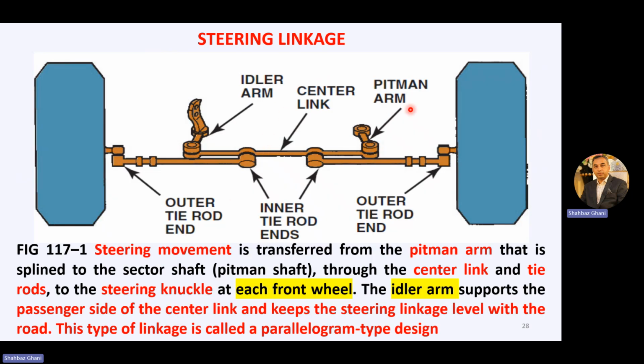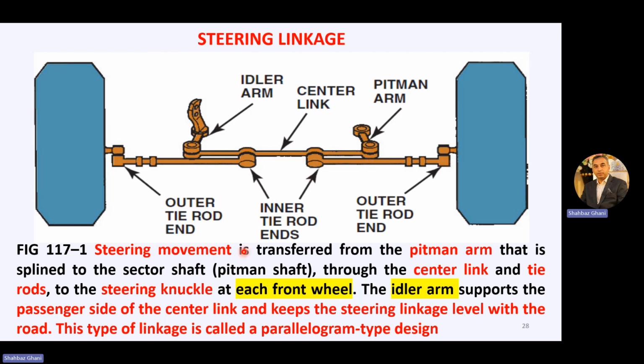We have an arm here. Here we have an input from the gear mechanism. Then we have this center link, and this is the idler arm, which is on the passenger side. Then we have these four tie rods, and these are the outer tie rod ends, right and left, and these are the two inner tie rod ends.